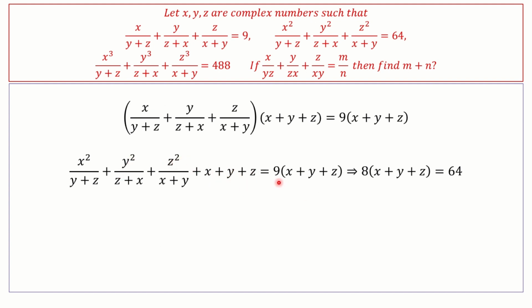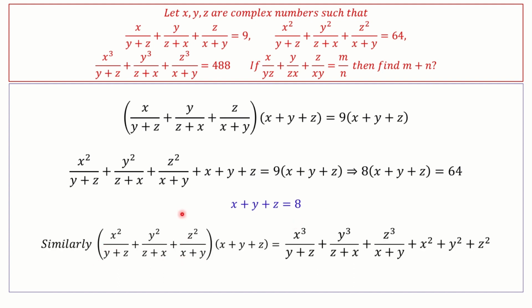This is nothing but 9 times xyz, and we know that this value is given, which is 64. If you subtract here, you get 8 times xyz, x plus y plus z equal to 64. So x plus y plus z equal to 8. This is one equation, you remember.